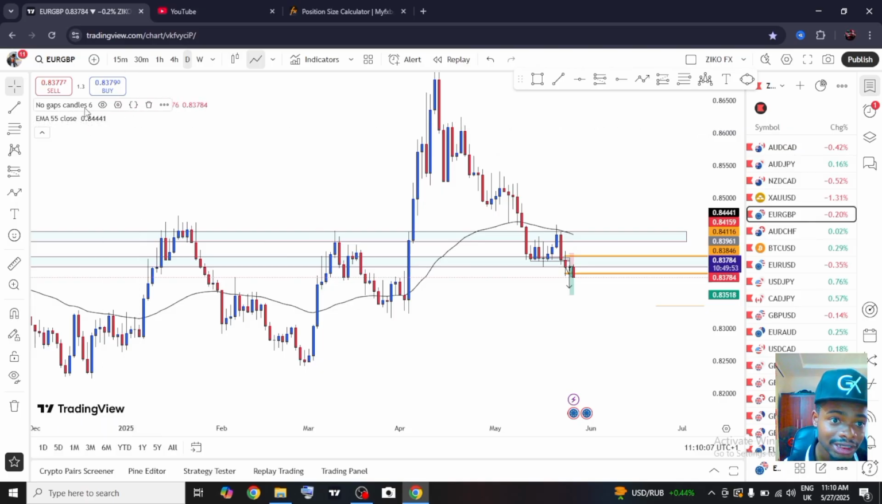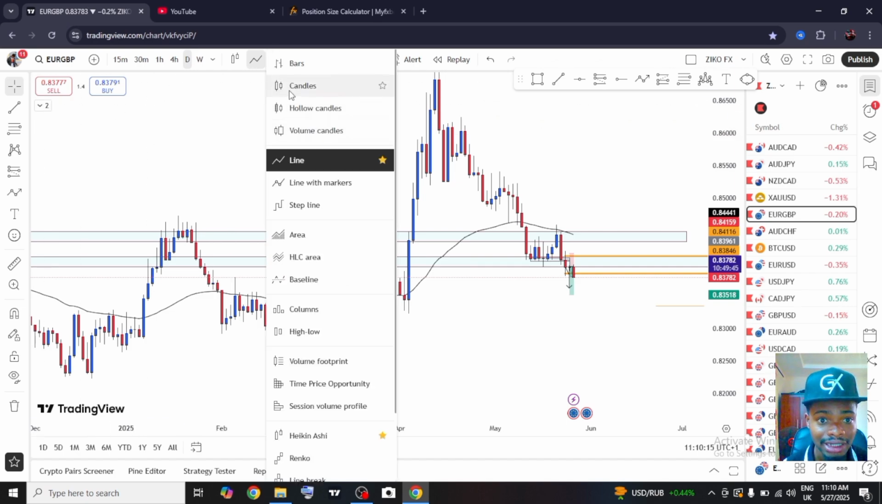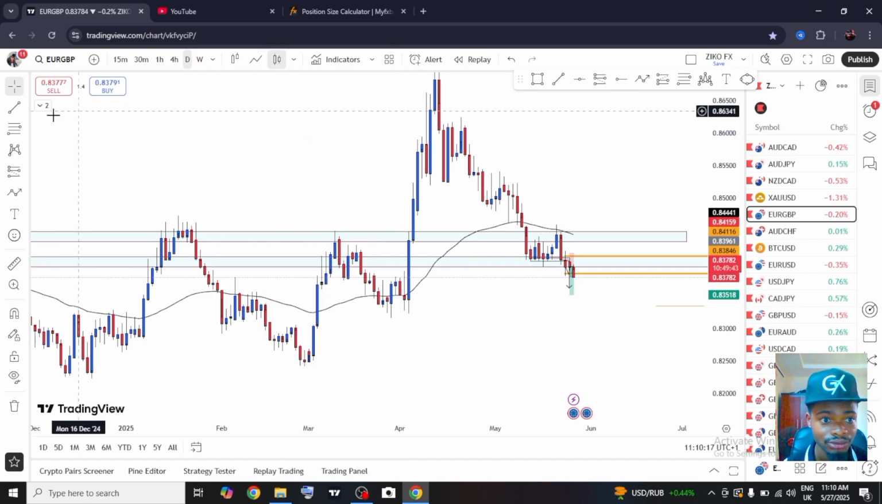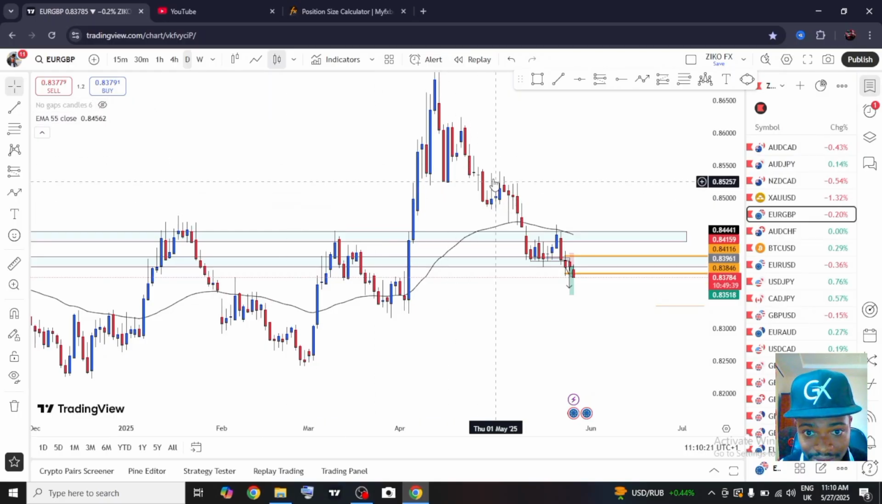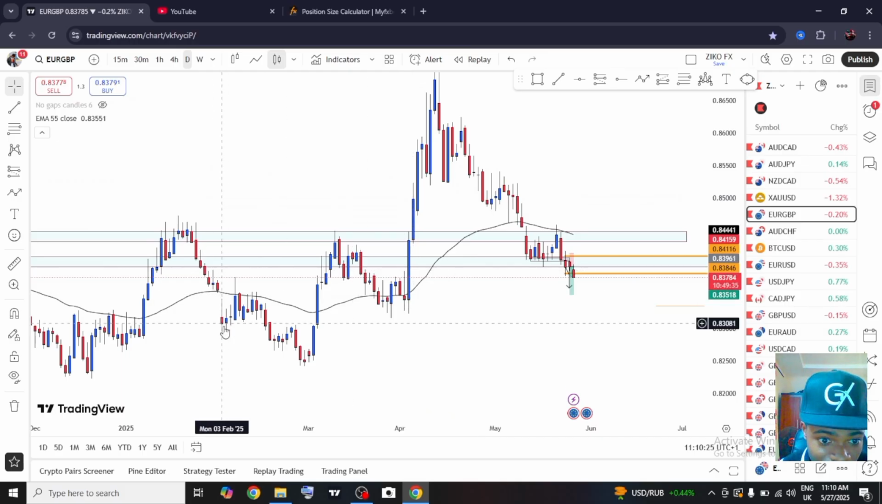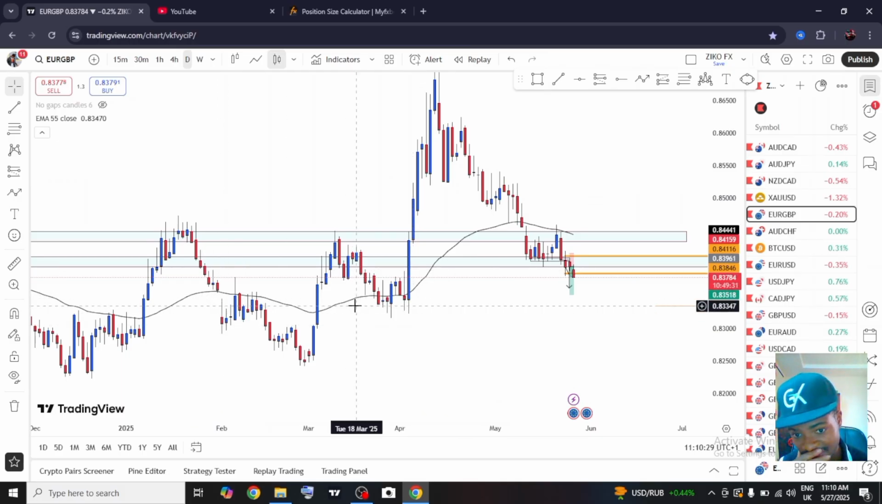And the second indicator is this no gap candle. Now, one thing about this trading is that candlesticks have gaps. If you look right here, you see that there's a gap. You see that there's a gap right here too as well. We don't need all those things. Ladies and gentlemen, we don't need all those gaps.